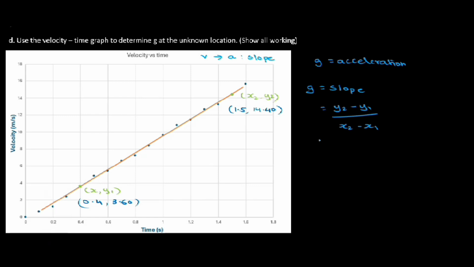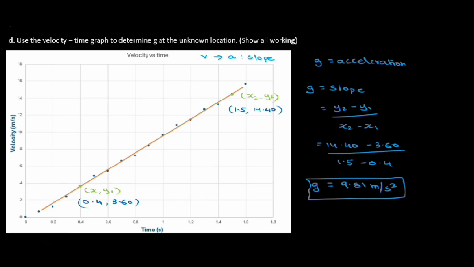So now we substitute. y2 is 14.4, y1 is 3.60, over x2 is 1.5, x1 is 0.4. And when you solve this, you get the value of g to be equal to 9.81 meter per second squared. In this part, the question was asking you to find acceleration, that is the value of g. So we took the slope of the graph.